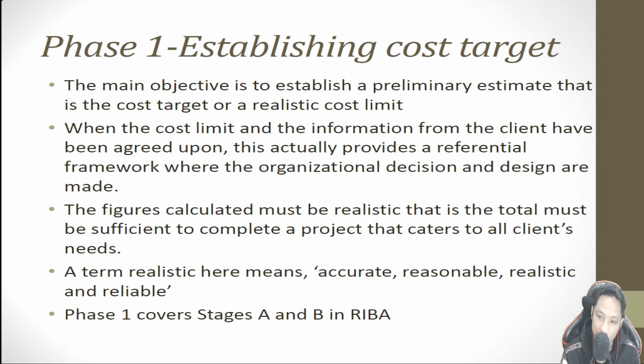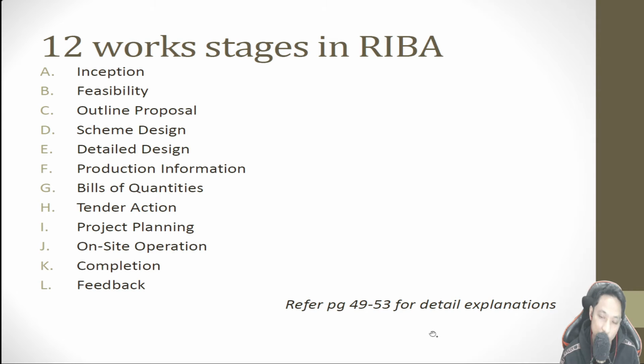So the term realistic here means accurate, reasonable, and also reliable, and also practical. So phase 1 covers stage A and B in the RIBA plan of work. It means inception and also feasibility study.